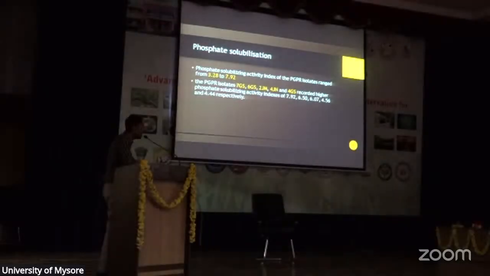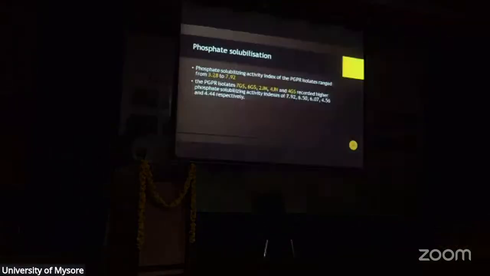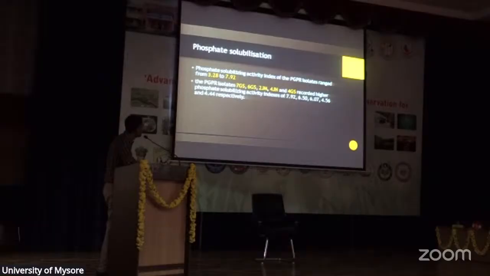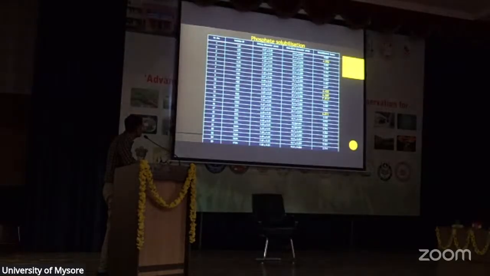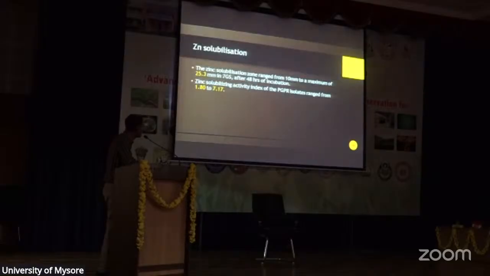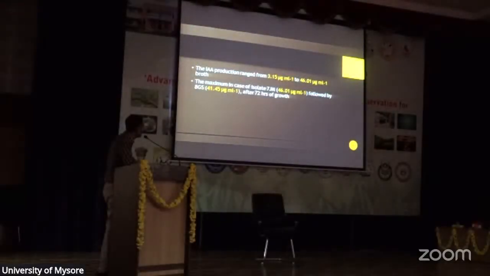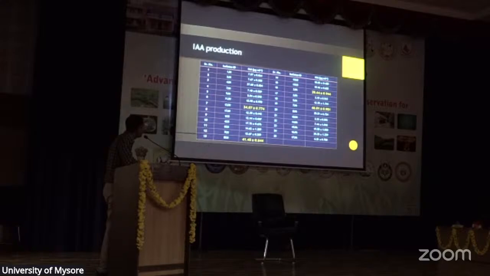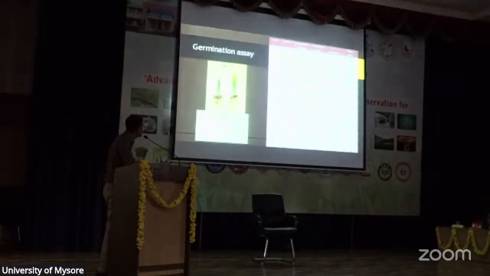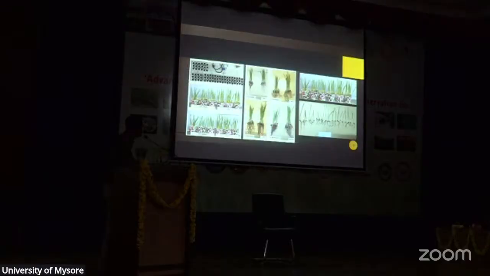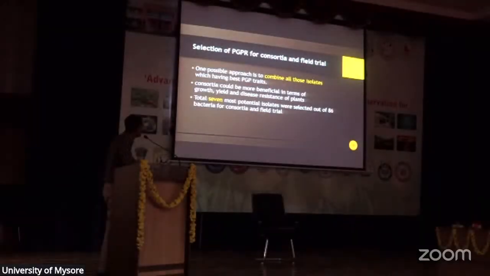Now directly moving to the results. These are my isolates and the phosphate solubilization I observed. Solubilization index I observed between 7.92 and 3.28, and these are the pictures. The highest solubilization index I observed was in 7GS. Zinc solubilization you can see here, and the pictures. Indoleacetic acid production, a few of them are very high, as well as the germination assay, you can see the pictures. Combining all 7 isolates.